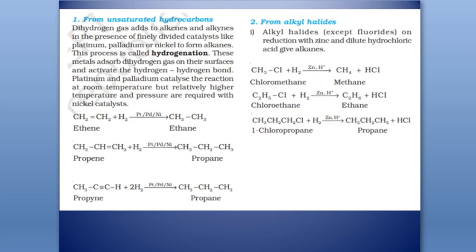From alkyl halides we can synthesize alkanes. Let's take chloromethane. If we reduce it with zinc and HCl, zinc HCl will generate nascent hydrogen, so it will reduce chloromethane into methane and HCl. Then similarly chloroethane will be converted into ethane, chloropropane will be converted into propane.